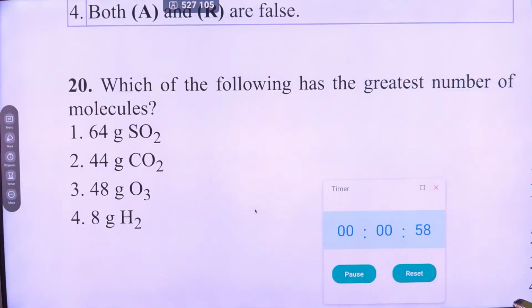Which of the following has the greatest number of molecules? 20 seconds for this question. I am not going to give you much. 20 seconds, that's it. Okay. 20 seconds for this question only.